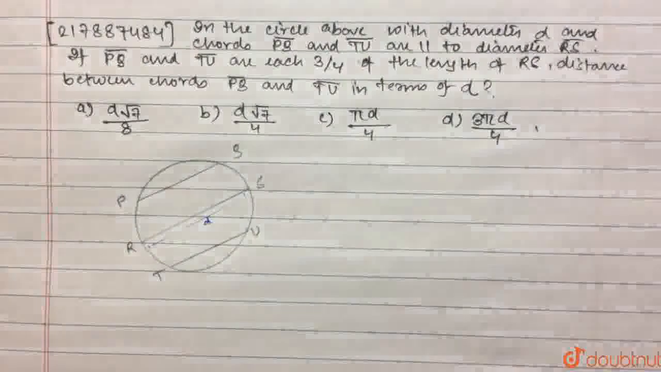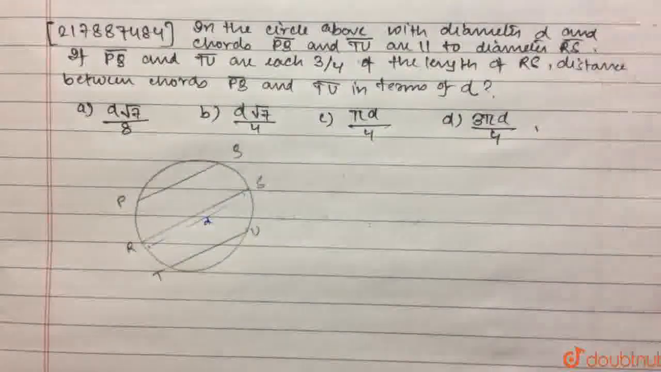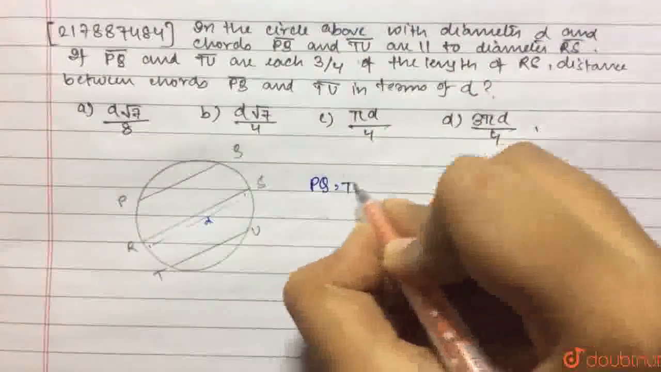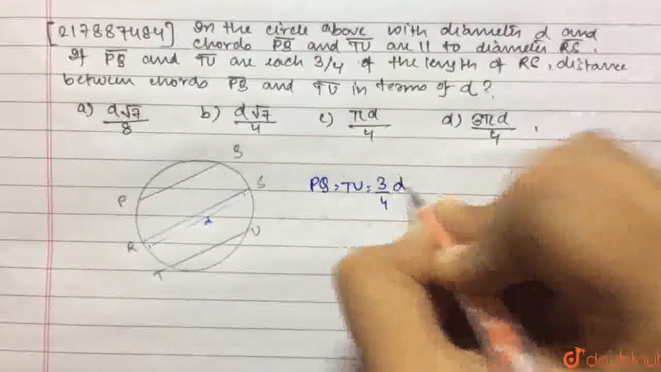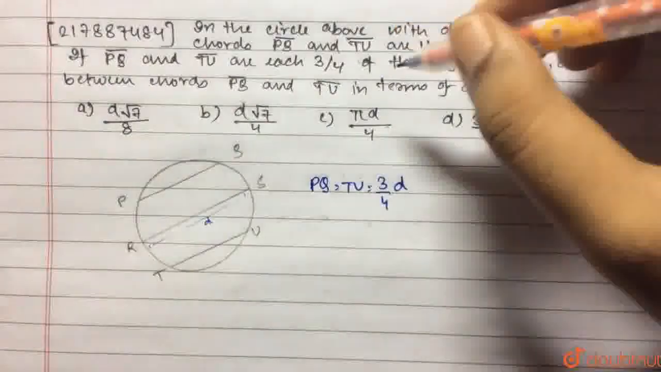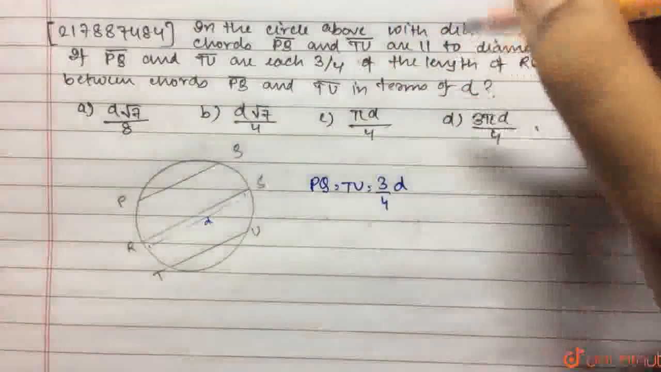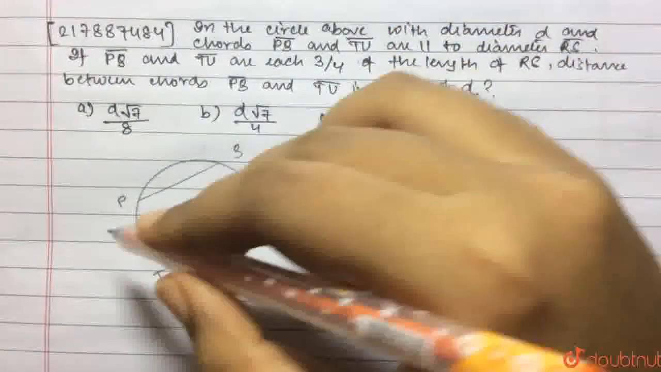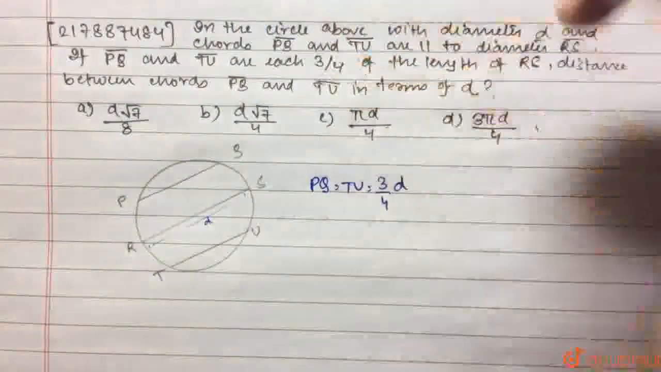If PQ and TU are each 3/4 the length of RS, so PQ equals TU equals 3/4 D, okay, because diameter D is RS. Find the distance between the chords PQ and TU in terms of D. Now these two chords are equal, so equal chords are equidistant from the center, okay.